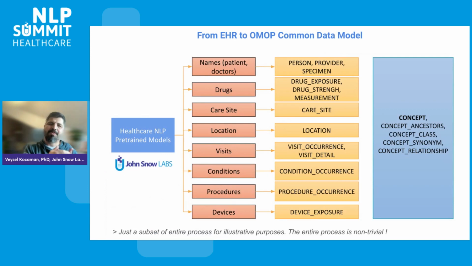As I said, there are pre-trained Healthcare NLP models that you can pick to fill up certain tables, because each model will return a different set of entities, relationships, and terminologies in any NLP library. On the middle column, you see the tables that will be populated by the entities on the left-hand side. Once you populate these tables, as you know, there are 39 tables in the OMOP data format, so you can go ahead and generate other transactional data from these tables. This is just a subset of the entire process for illustrative purposes. The entire process is non-trivial.